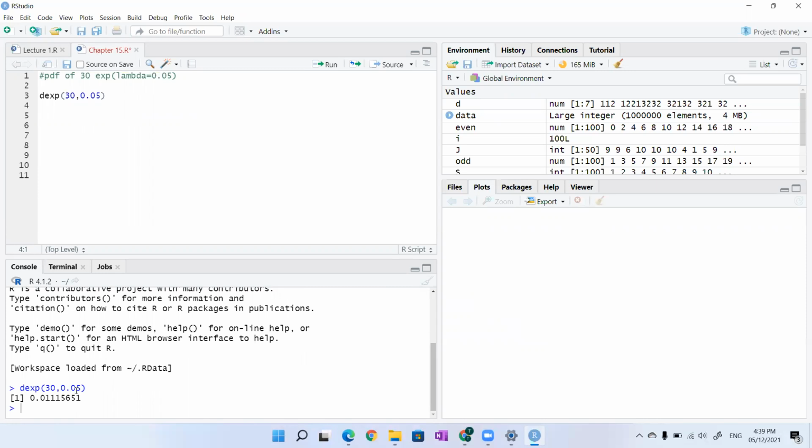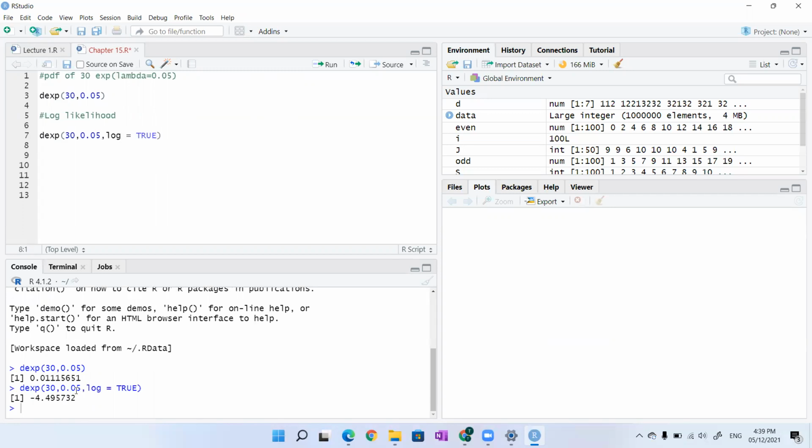If you want the log likelihood, then this formula would be exactly the same thing. There would be just one difference, that is nothing but log equal to TRUE. This is how you calculate log likelihood. This would be new to you, so understand this. Now this whole thing was with respect to one variable. Let's go on to the two variable case, the multiple variable case.